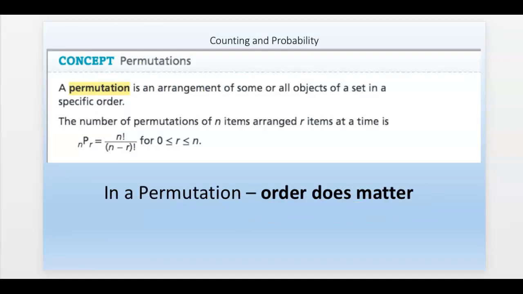It's an arrangement of some or all the objects in a specific order. This is the formula. We looked at it. Again, we're permutating, we're picking from n items, but we're arranging r items at a time. Again, in a permutation, order does matter.